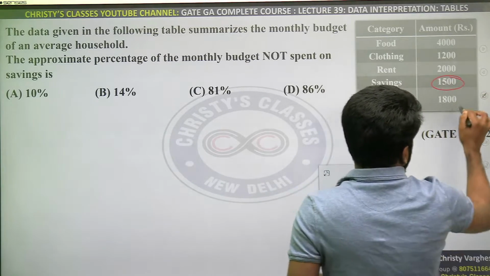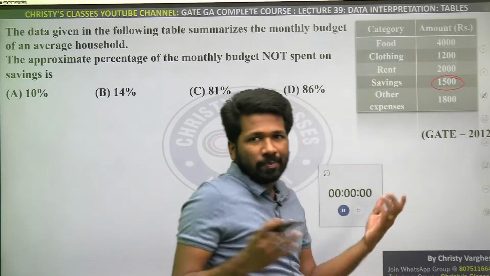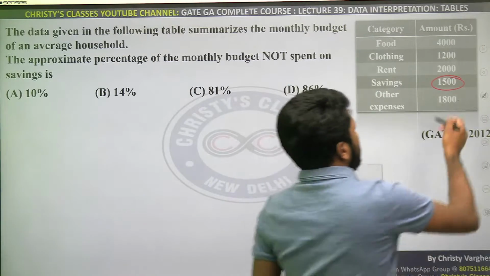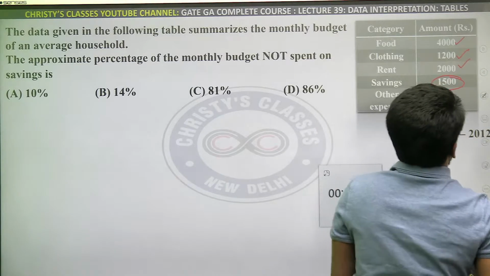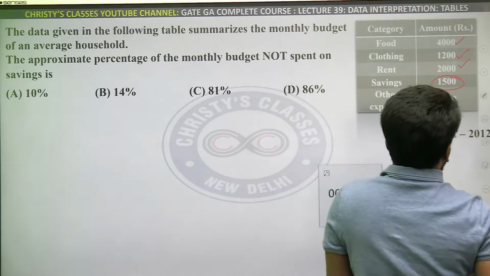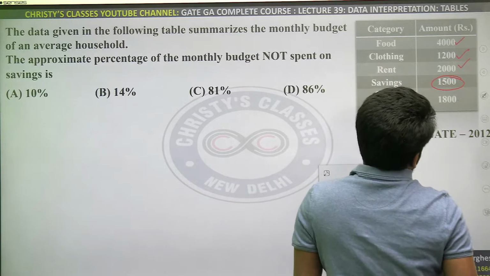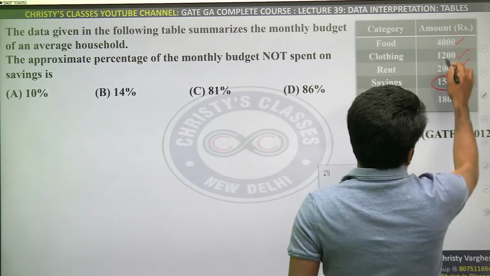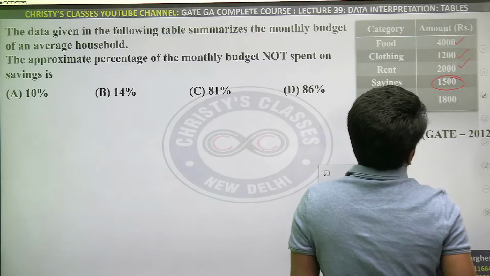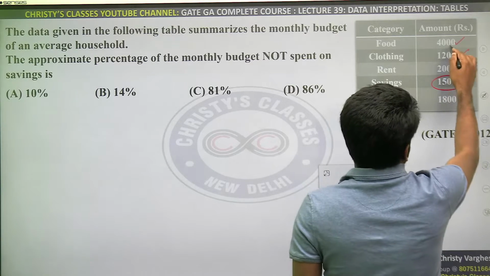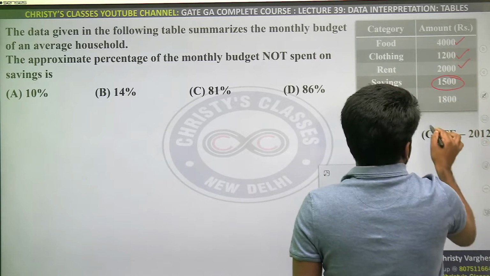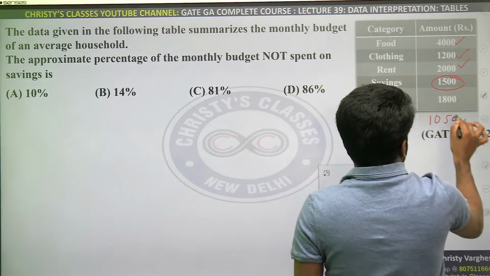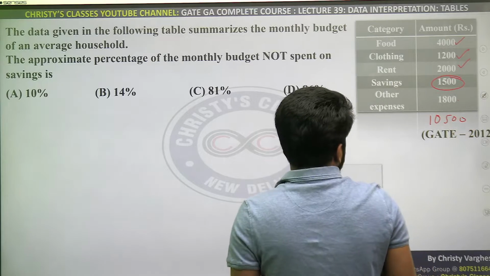1,500. So not spent on savings is the remaining thing. There are different ways to do this. You can find the total value first. 4,000 plus 1,200 plus 4,000 plus 1,500 plus 1,800. That will be 1,800 plus 1,200 is 3,000, plus 4,000 is 7,000, 9,000 and 10,500. 10,500 is the total expense.